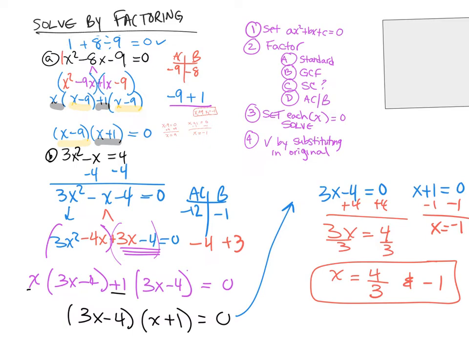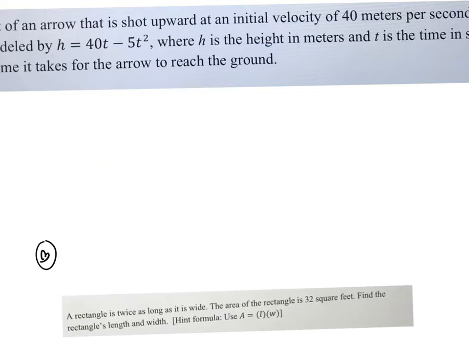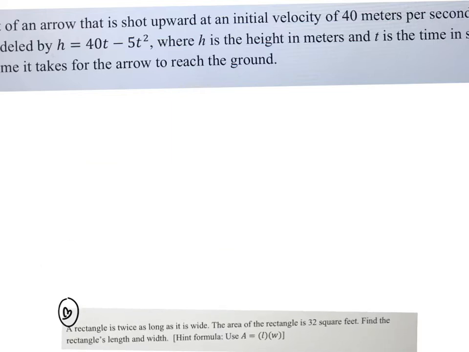All right, so there are 3 questions like this solved by factoring. If we look at the first one, it gives me the equation. It says the height of an arrow that is shot upward at an initial velocity of 40 meters can be modeled by this equation that you see here. If we were picturing it in our head, the arrow is going to be launched up, and then it's going to come back down. The height is modeled by that equation. H is the height in meters, and T is the time in seconds. Find the time for the arrow to reach the ground.